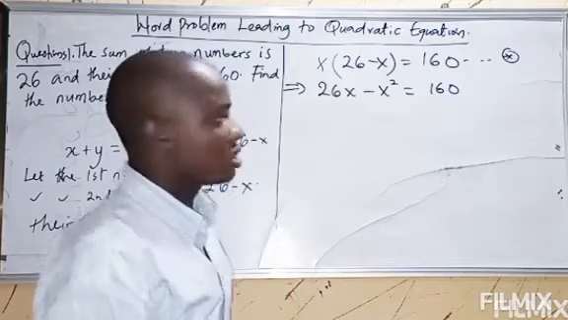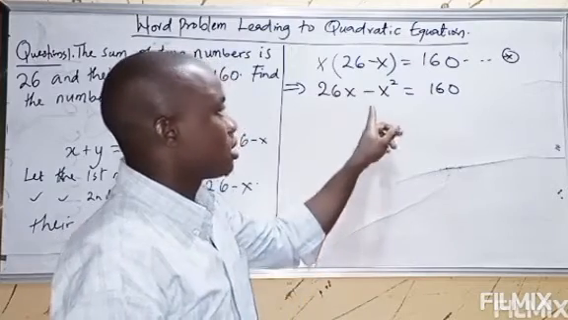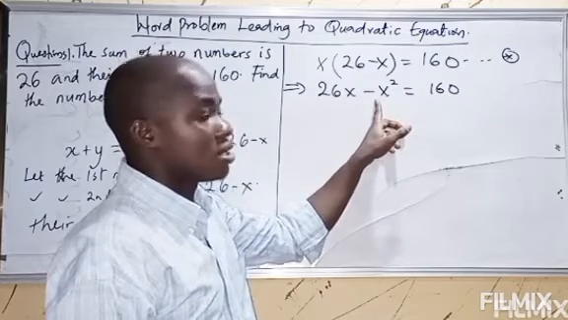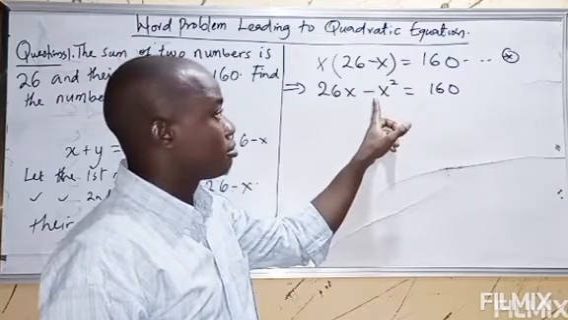So from here, what's the next thing to do? You can see that the coefficient of x squared here is negative.